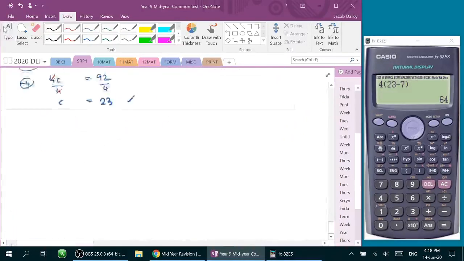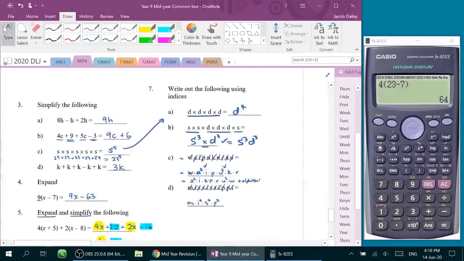Alright, that concludes the algebra and number sections of the mid-year exam. 2017 actually did a measurement instead of geometry, so all this revision we have done the previous week on geometry should come up in the exam, and it should be pretty basic. But that's all for now.